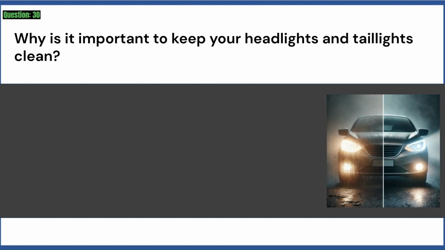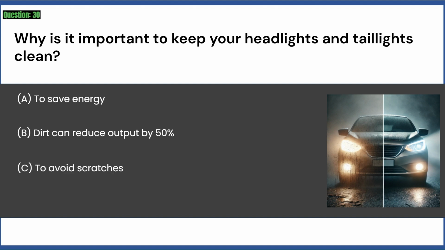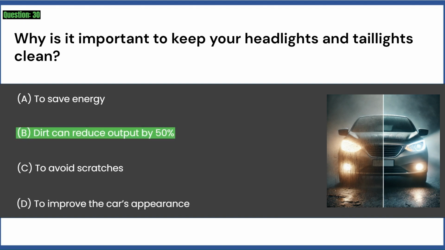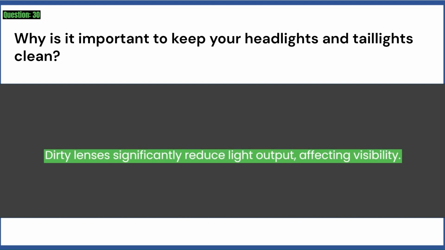Why is it important to keep your headlights and taillights clean? A. To save energy. B. Dirt can reduce output by 50%. C. To avoid scratches. D. To improve the car's appearance. Answer: B. Dirty lenses significantly reduce light output, affecting visibility.